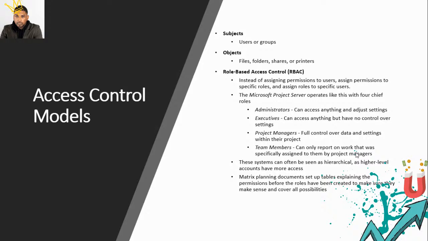Microsoft Project Server operates with four chief roles. Administrators can access anything and adjust anything. Executives can access anything, but have no control over the settings. Project managers have full control over the data and the settings within their projects, and team members can only report on the work that was specifically assigned to them by project managers.